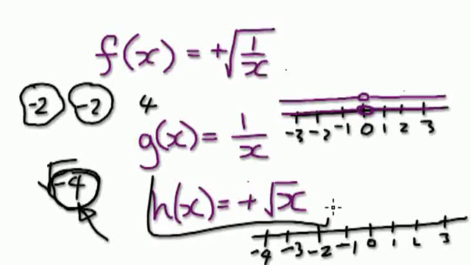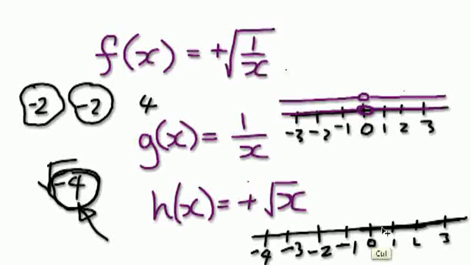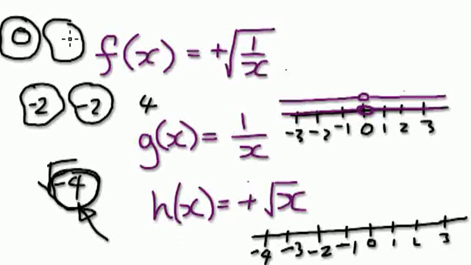So the domain for this function here would be anything on the positive side, and it can include 0, because the square root of 0 is 0, because 0 times 0 does give you 0. So the domain for this function here could be represented as this. It can include the 0, and it can be anything on the positive side.